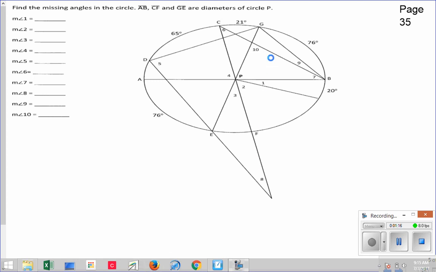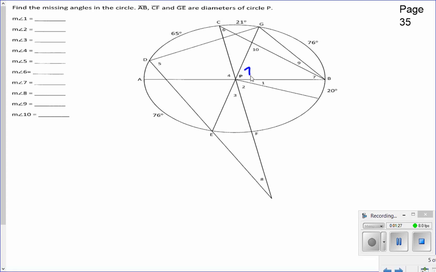And I remember that central angles have the same measure as their intercepted arc. So when I see 76 here for arc GB, I'm going to immediately fill in 76 degrees for that central angle at angle GPB. I'm going to do that all the way around with all the arcs that I see. So arc CG has measure 21, which means this angle here also has measure of 21 degrees.